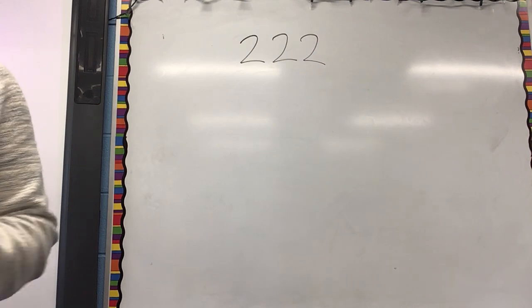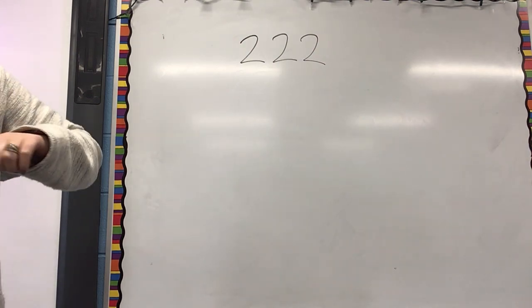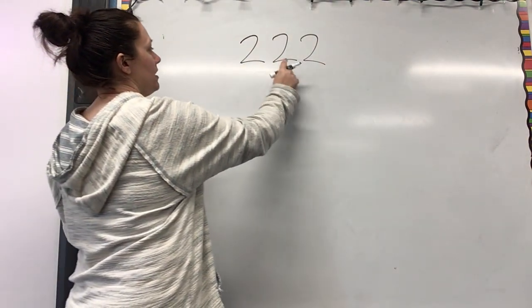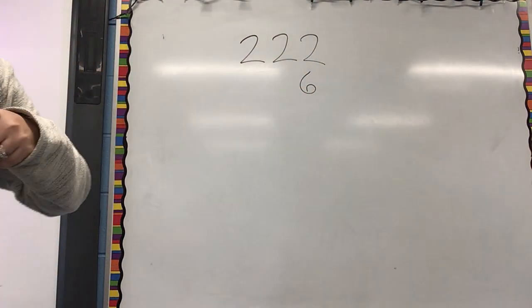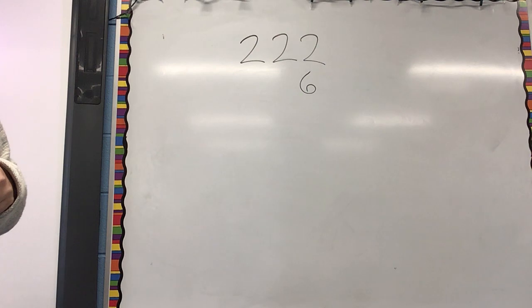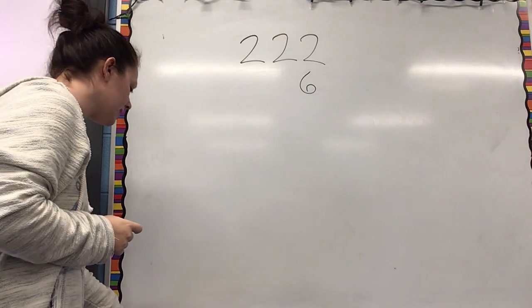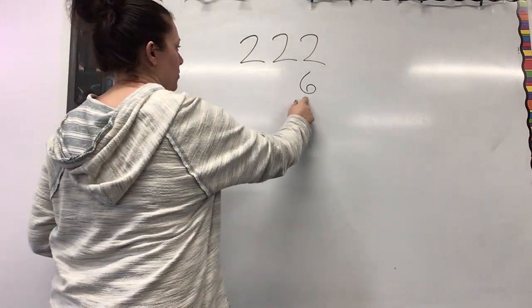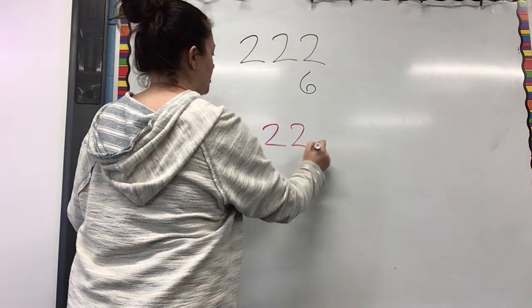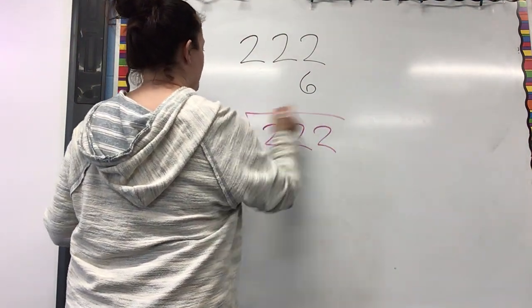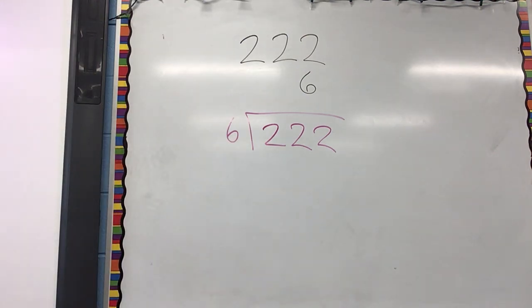I want you to add up the digits. So for me, I get 2 plus 2 plus 2. I got 6. All right, I want you to take this number when you added up your digits, and I want you to divide. Oh, so we're going to do 222 divided by 6 for me, for my example. You go ahead and do yours now.